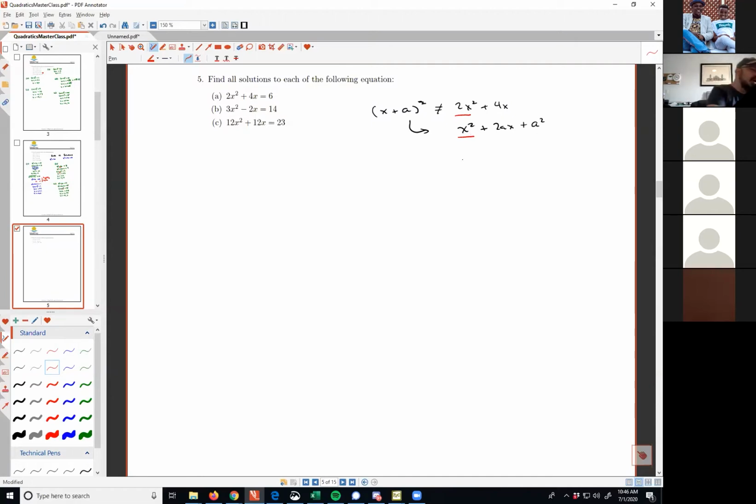What could we do with the equation in part A to make that happen? You could factor the 2 out. Yeah, we could just divide everything by 2. And now we're back to a familiar situation. What can we add to both sides to make the left-hand side into a perfect square trinomial? 1. We can add 1.